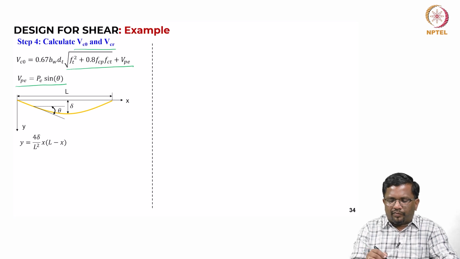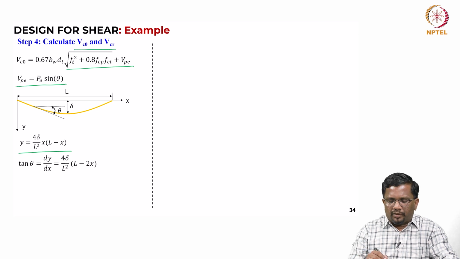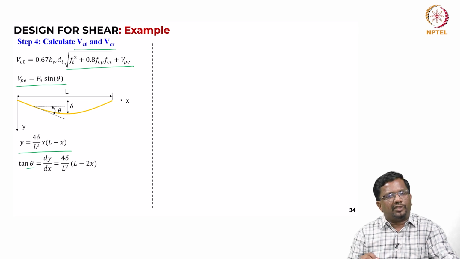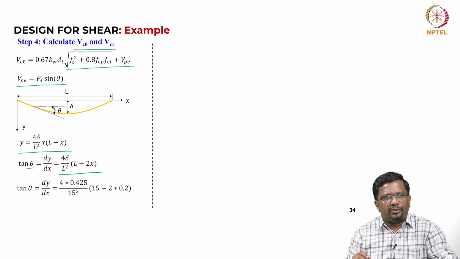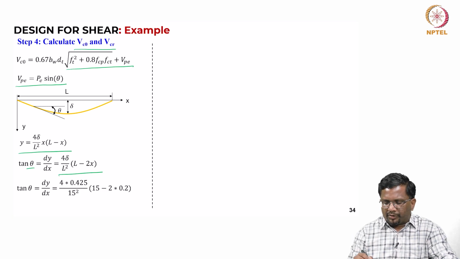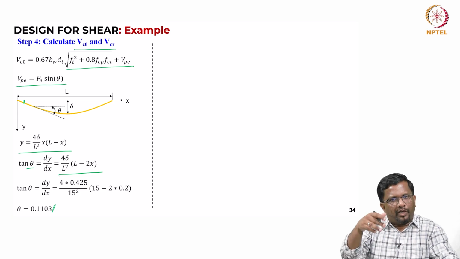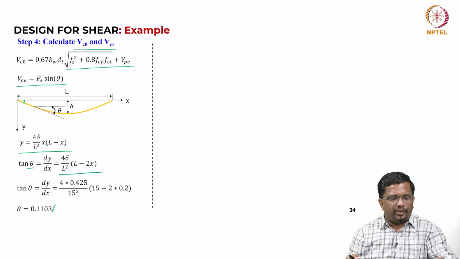Again, from the cable profile, y is 4 into delta by L square into x into L minus x, a parabolic equation. The slope is given by the first derivative of this y, which is 4 delta by L square into L minus 2x. Now, tan theta is nothing but dy by dx. So, you substitute that and you get your slope as 0.1103, because at that particular section at x is equal to 0.2, I want to calculate the slope of the cable profile, right.